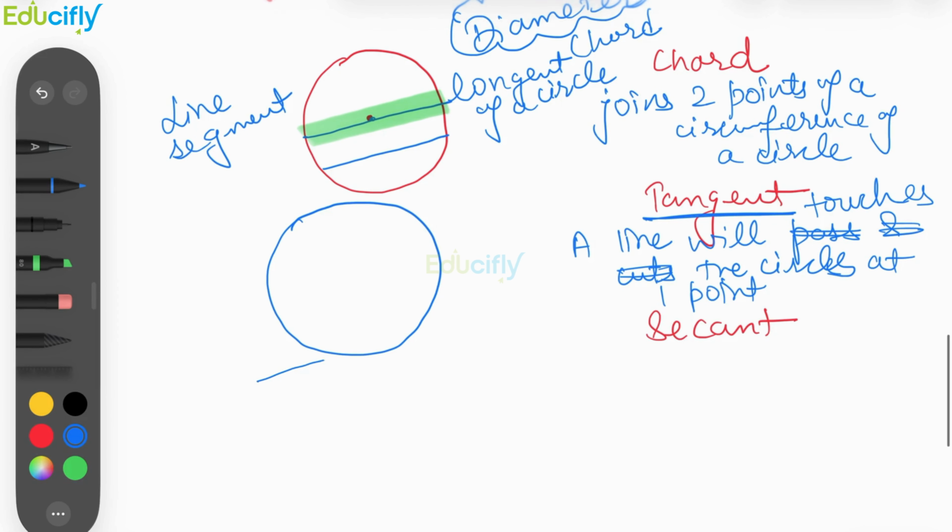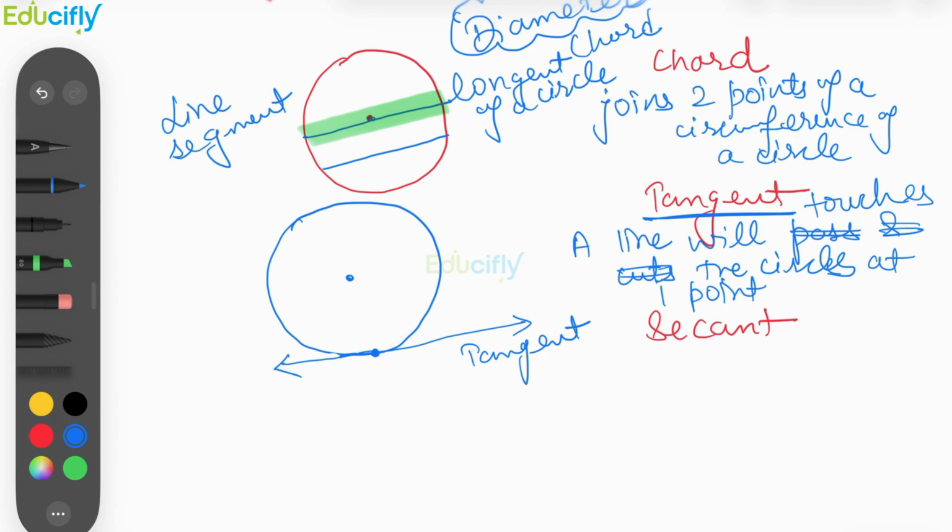So the example will be like this. Let me raise it and make it a little more precise for you. This is the line, as it is touching your circle at one point. So this is called a tangent. Otherwise there is no exception for a tangent. It will touch the circle at one point.